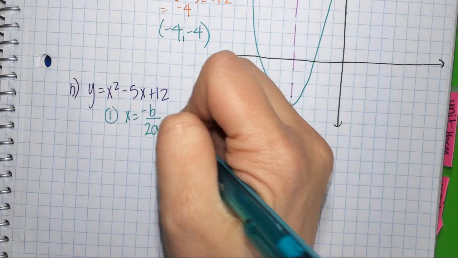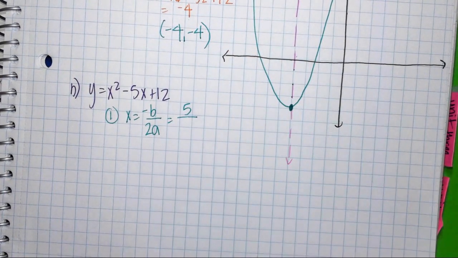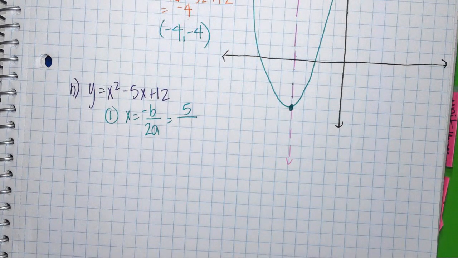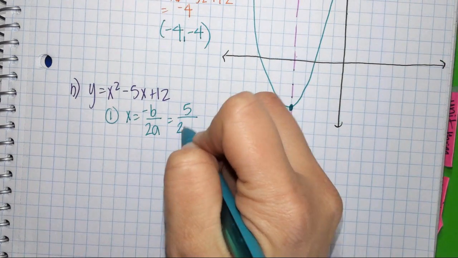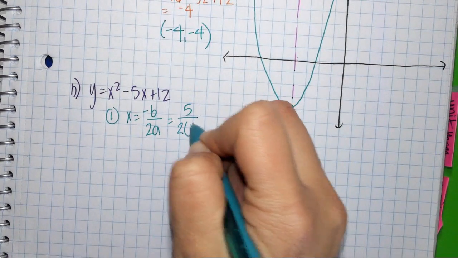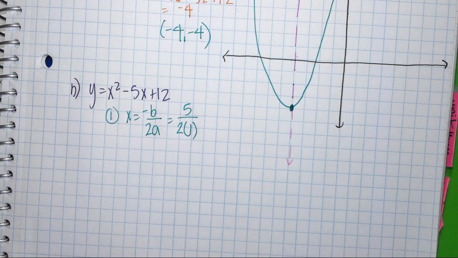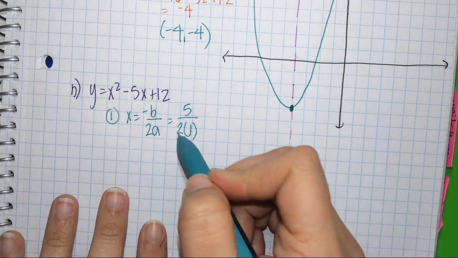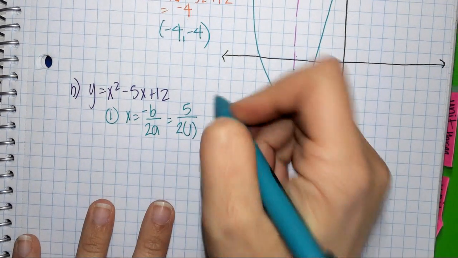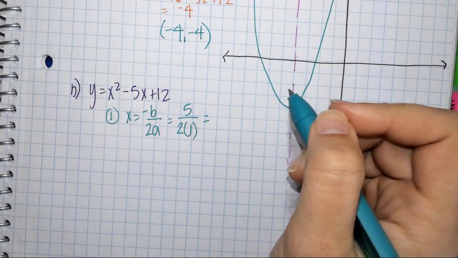Positive 5. Good. Divided by 2 times 1. Why did we pick 1? Yes. Both of you are right. Take a point. All right, what's 2 times 1? And what's 5 divided by 2?